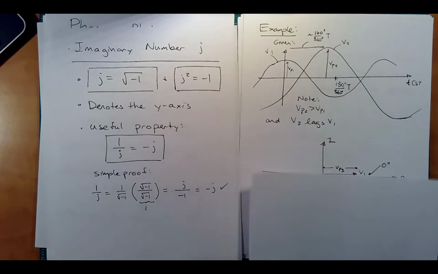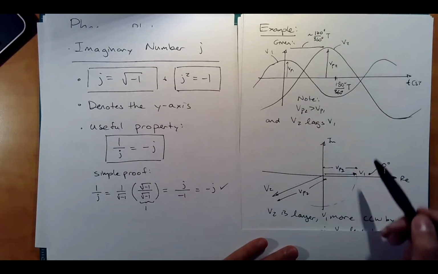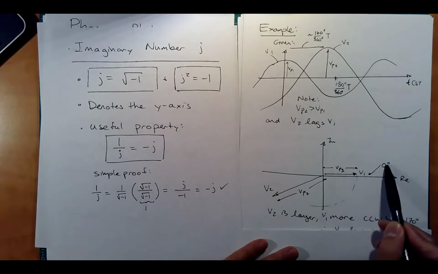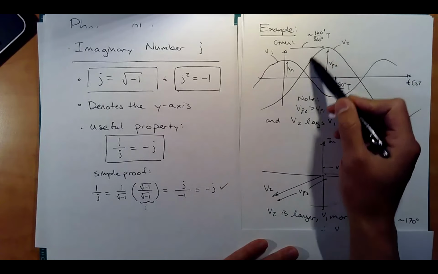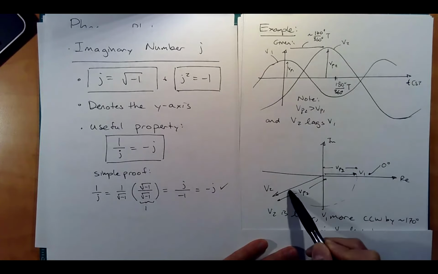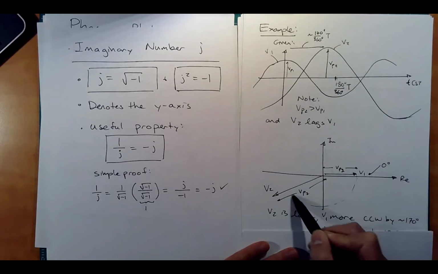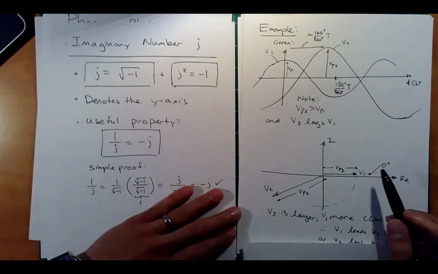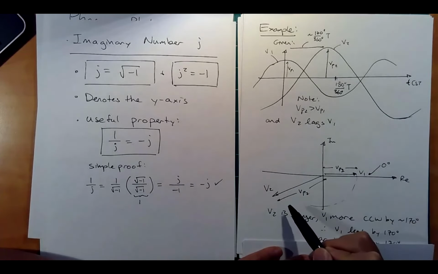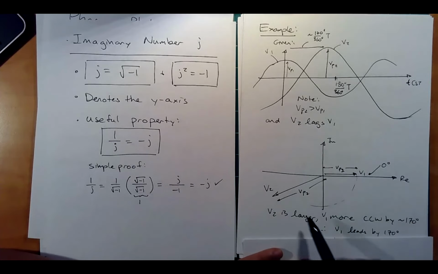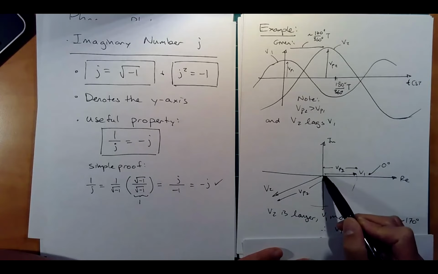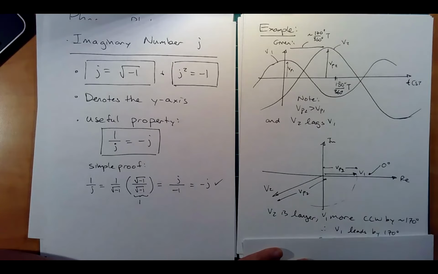So V2 lags V1. If we were to plot these two on a complex plane as phasors, you can see V1 would point in the 0 degree direction, and V2 would be plotted in the clockwise direction here. So what does that mean? That means V1 is leading V2. If I have something that is more clockwise, then it is lagging. If I have something that is more counterclockwise, then it is leading, okay?